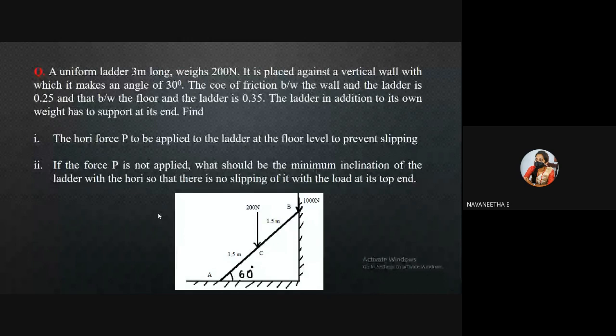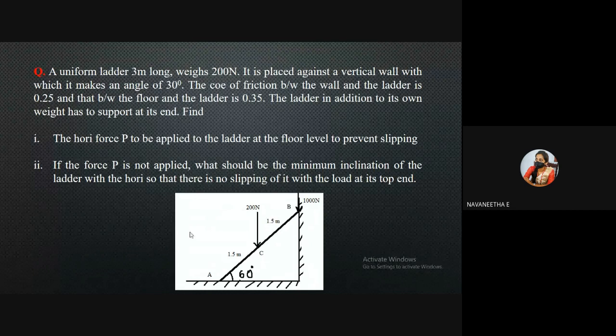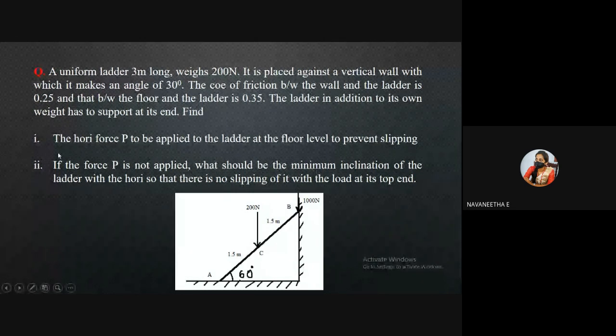The coefficient of friction between the wall and the ladder is 0.25, and that between the floor and the ladder is 0.35. The ladder, in addition to its own weight, has to support a load of 1000 Newton at its end, that is at B. Then we have to find out the horizontal force to be applied to the ladder at the floor level.